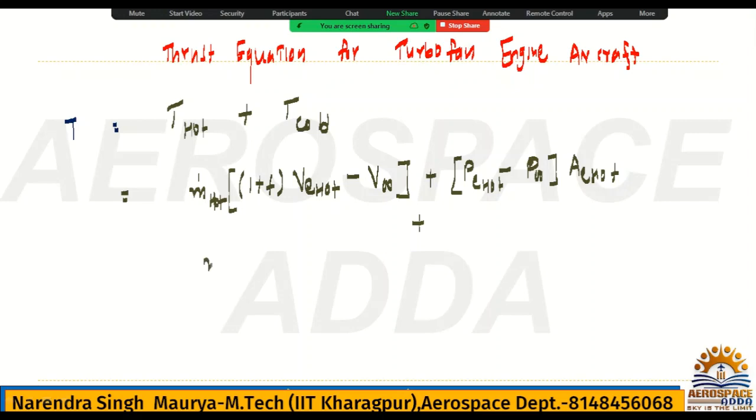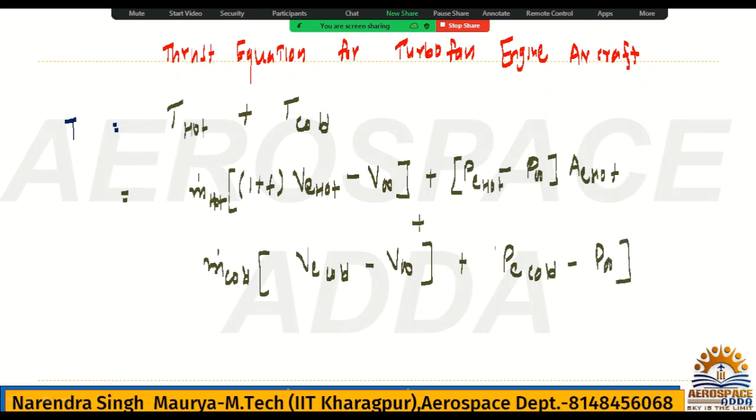So in cold nozzle, m dot cold, but we do not have fuel injection in the cold nozzle, so this 1 plus F term will not be there, but the rest, the velocity component, will have VE cold minus V infinity plus PE cold minus P infinity into AE cold.